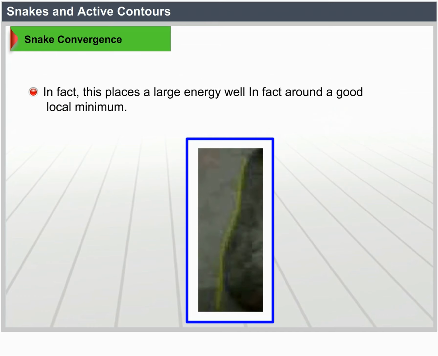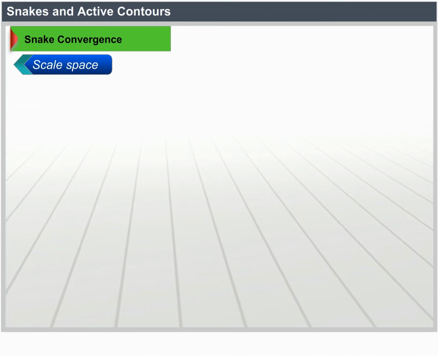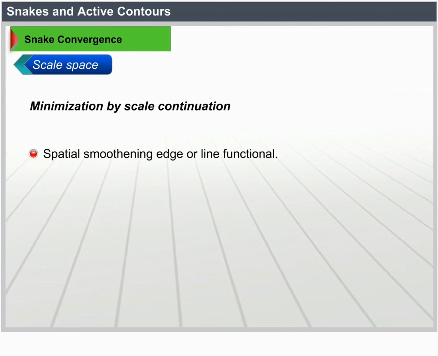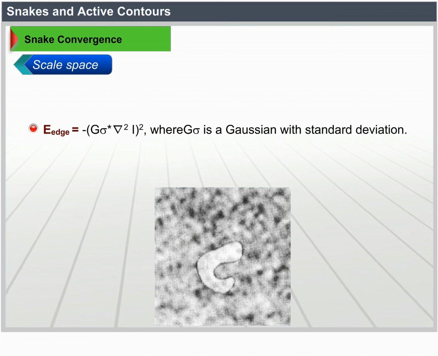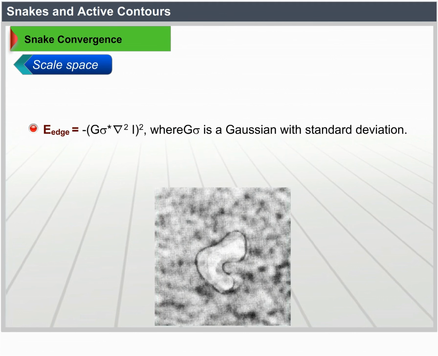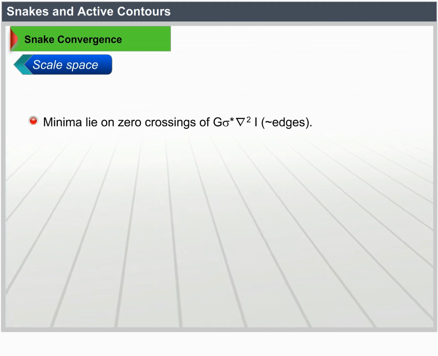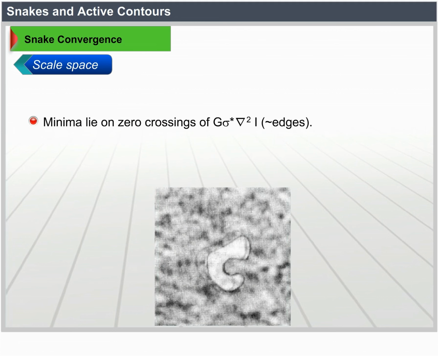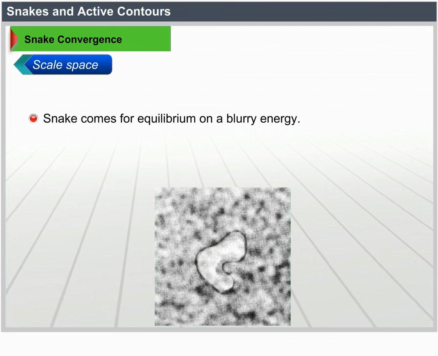Scale space. Minimization by scale continuation. Smoothing the edge or line functional, E edge is given by minus the square of G sigma del squared I, where G sigma is a Gaussian with standard deviation sigma. Minima lie on zero crossings of G sigma del squared I. The snake comes to equilibrium on a blurry energy. Slowly reduce the blurring.